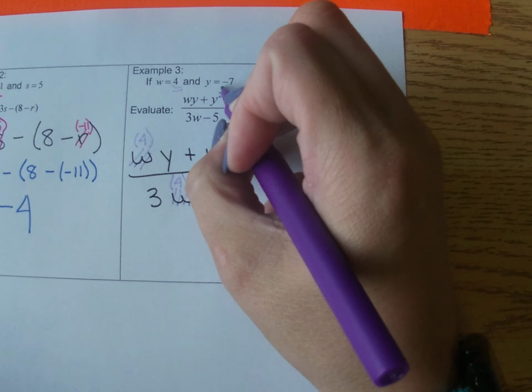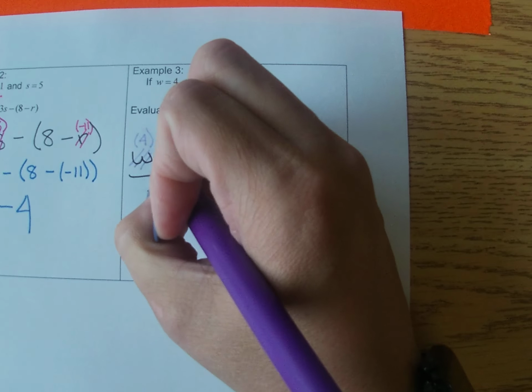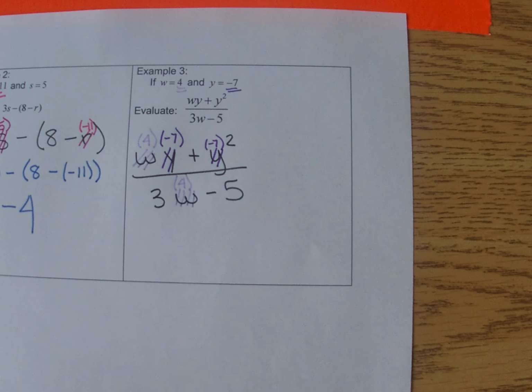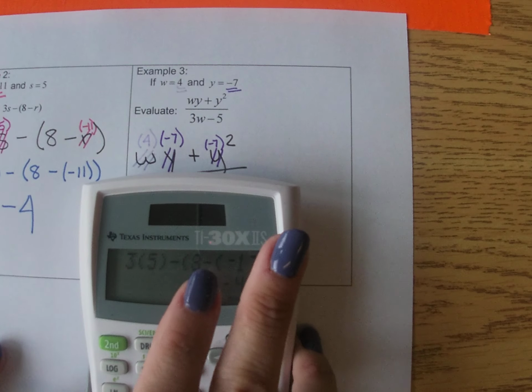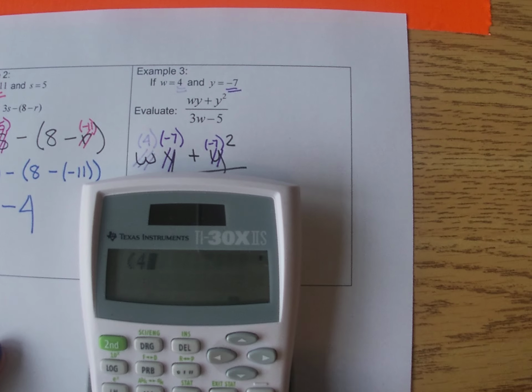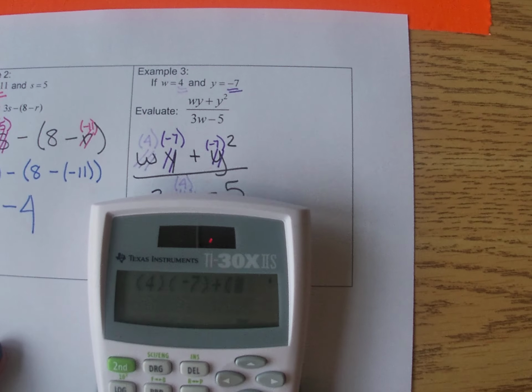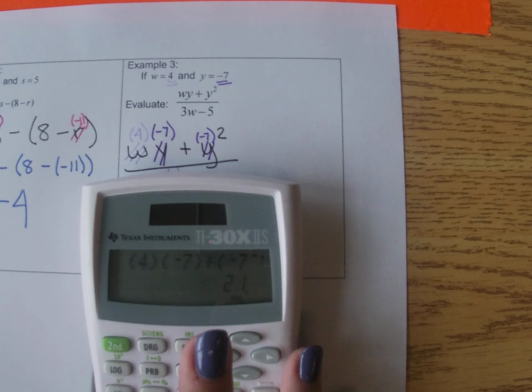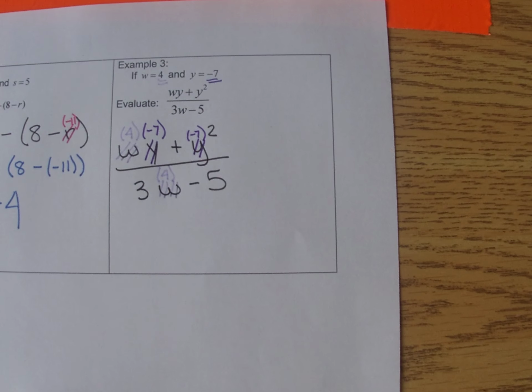And any place I see y, I'm going to put in negative 7. So this y is getting replaced with negative 7, and this y is getting replaced with negative 7. The key is that you cannot just type this in your calculator all at once unless you're really careful with how you type it. My better suggestion is that you do the top of the fraction to start with. So I'm going to do parenthesis 4, close parenthesis, parenthesis negative 7, close parenthesis, plus parenthesis negative 7, close parenthesis squared, equals, that gives me a 21 on top.